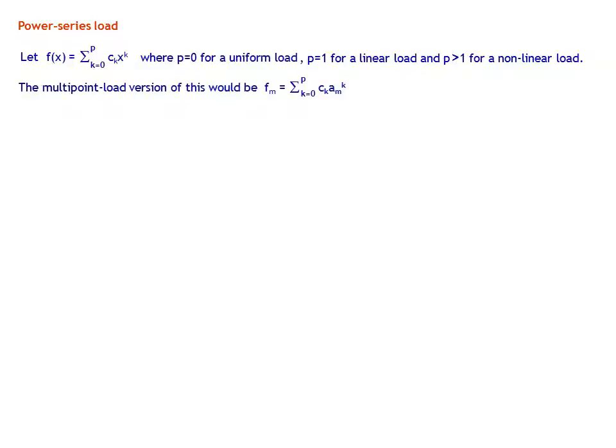The multipoint version of this would be fm is equal to the sum from k equals 0 to p of ck am to the power k, and load vector u would be given by u is equal to the sum from m equals 1 to r of fm am, which becomes, on substituting for fm from above, equal to the sum from m equals 1 to r, the sum from k equals 0 to p of ck am to the power k, times the vector 1, am, am squared, am cubed.